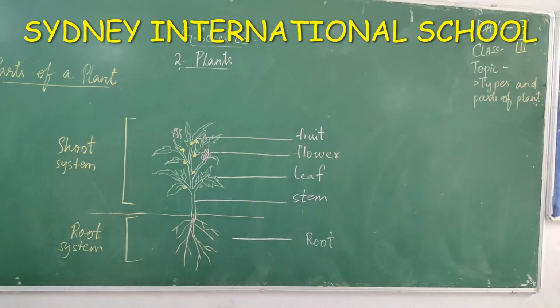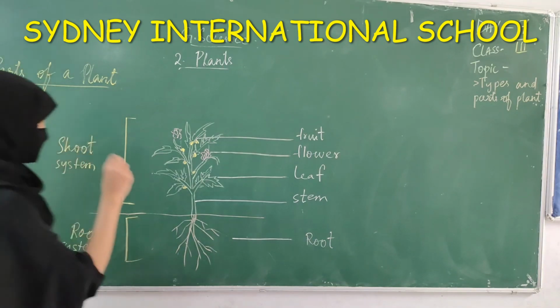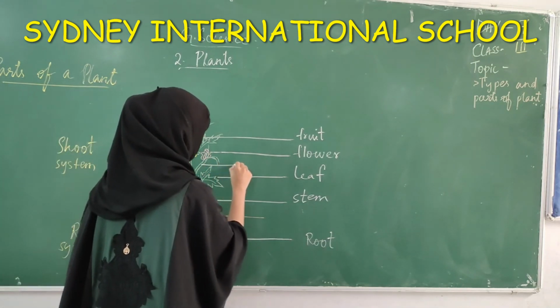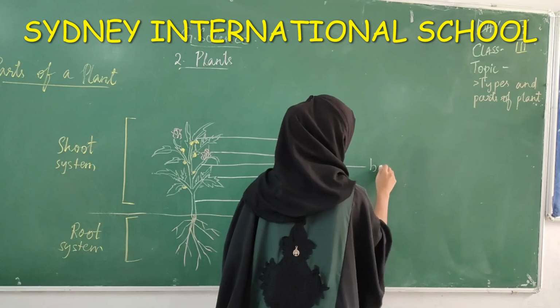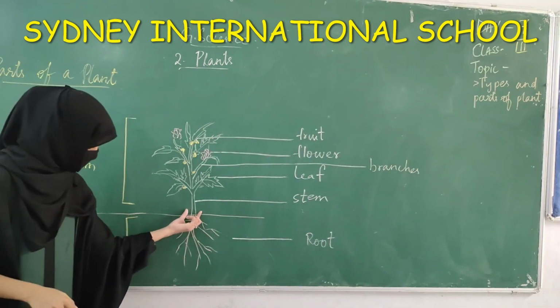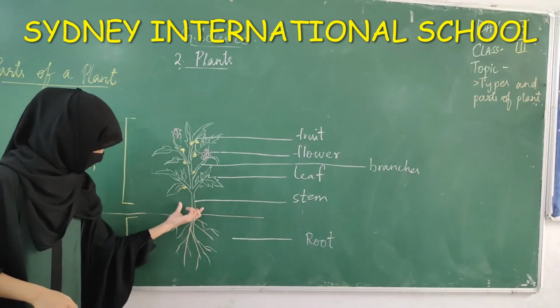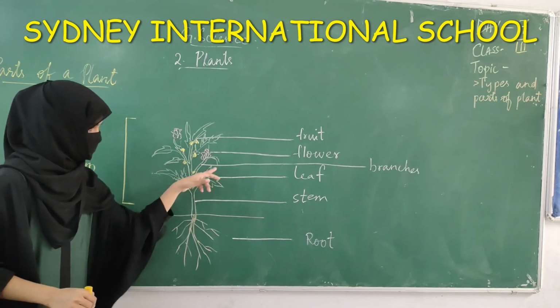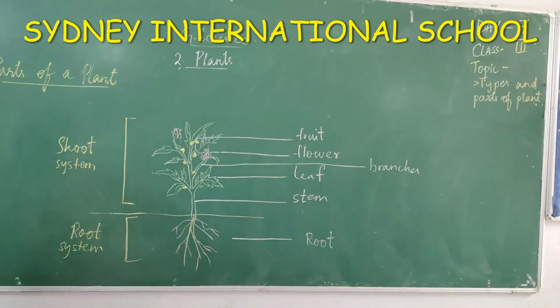In this we also have branches, right? I'll put it here, branches. Stem is the main part that comes directly out of the ground. If the stem divides into different parts, those divisions are called branches. Okay, I hope you all understood. In the next class, we'll go again and understand about the root system and different types of roots. Thank you.